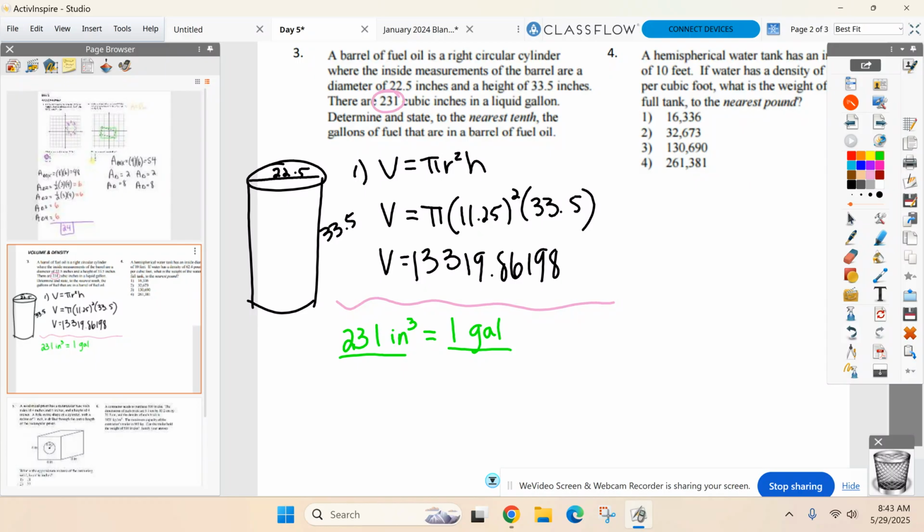What's this 13,319 in? Cubic inches. So put it with the 231. And solve for how many gallons. All right, again, that's only if you don't know what to do with the 231 in the volume. It's not always divide, but it is in this case, but not always.